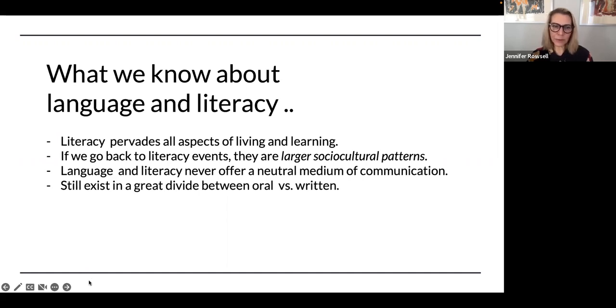And I think that the trouble that exists right now, and this is where the deficit comes in, is that we're still in this great divide that Brian Street talked about, again, many years ago when I studied with him, which is the sense of a great divide between oral versus written, right?